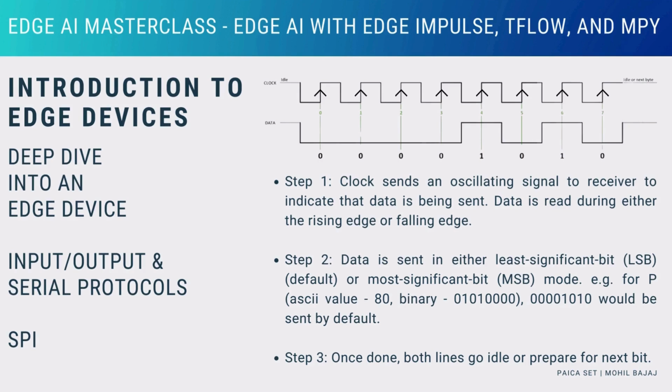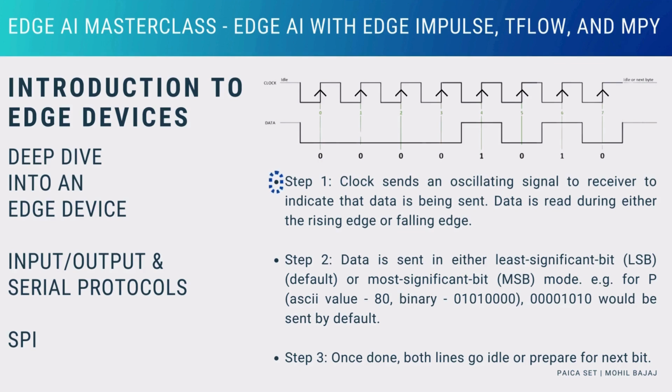In this diagram, the upper line is the clock line and the lower one is the data line. The arrowheads on the clock line denote that the data mode is rising, that is, the data will be sent on the data line when the clock signal moves from low to high. During idle time, both the lines are in high state.